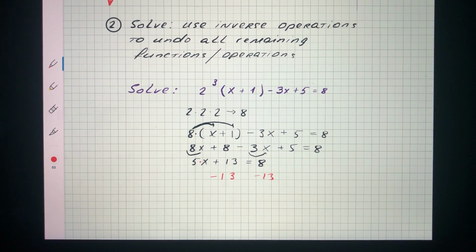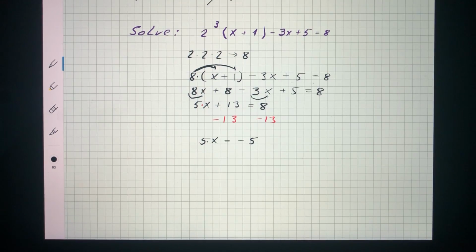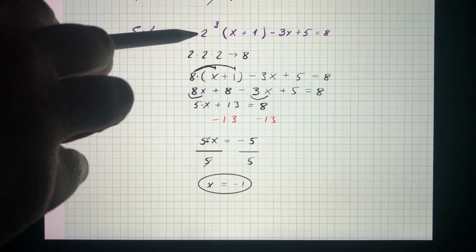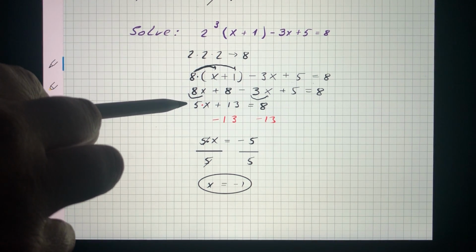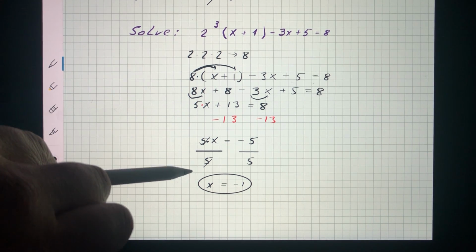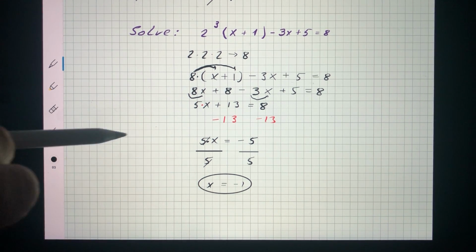And that makes 5x equals negative 5. The last thing to do is to cancel multiplication. To cancel multiplication, we use its inverse, which is division. So we divide both sides by 5, and we get the x. x is negative 1. So that's our final answer. We have solved our equation using our 2-step process. We simplified, and then we reversed all the remaining operations and uncovered the x. And that's how the PEMDAS works.